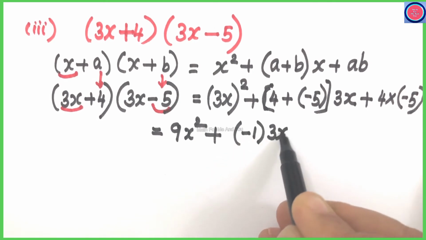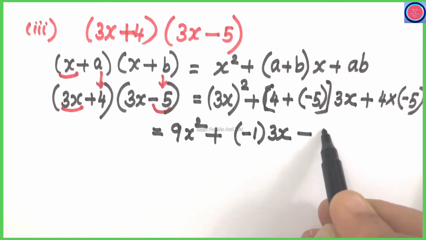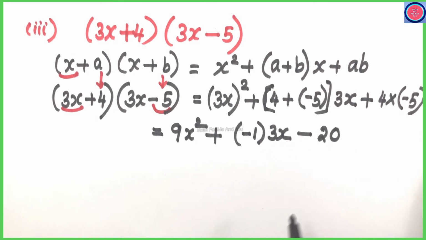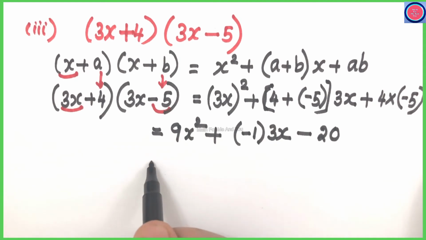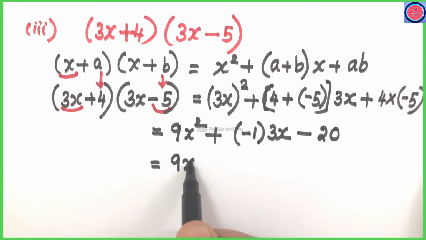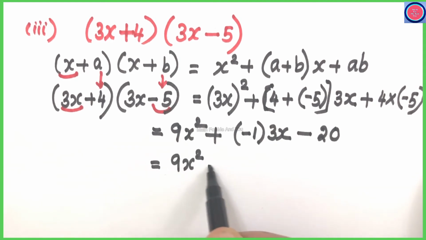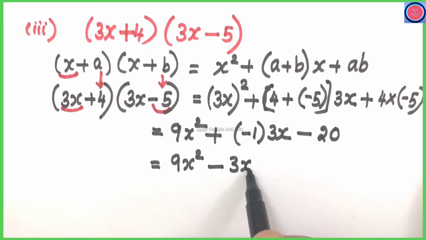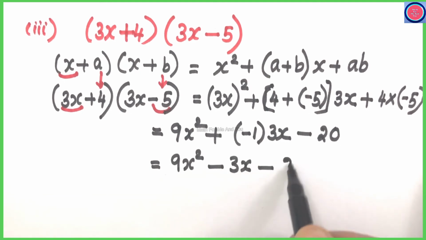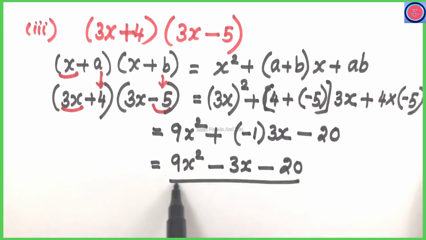So it is 1 and then 3x outside times 3x. 4 times minus 5 is minus 20. Again simplify this middle term. 9x square minus 1 times 3x is minus 3x minus 20. So the answer is 9x square minus 3x minus 20.